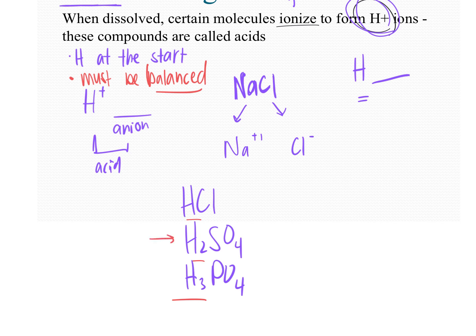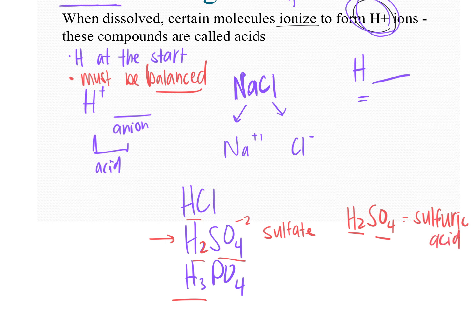This one right here: if I take away the hydrogens, I would be left with SO4 minus 2, which is sulfate. And so the name of this acid all together, H2SO4, hydrogen plus sulfate, is called sulfuric acid. It ends with an ic, and acid comes after that.